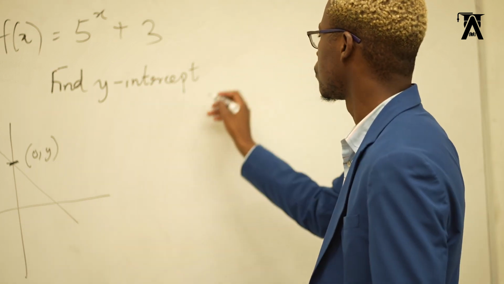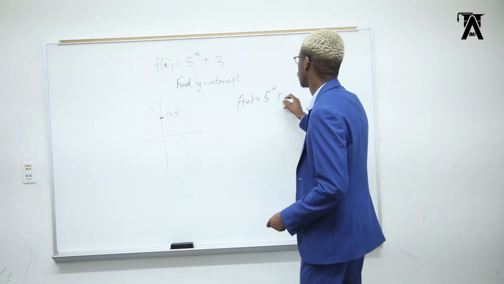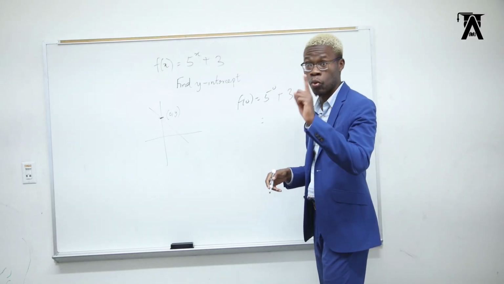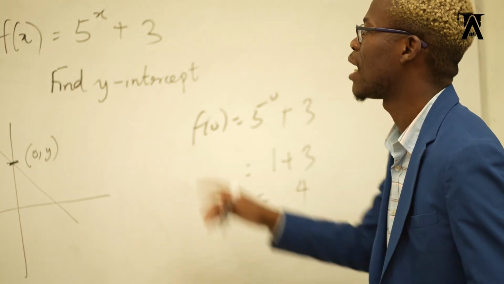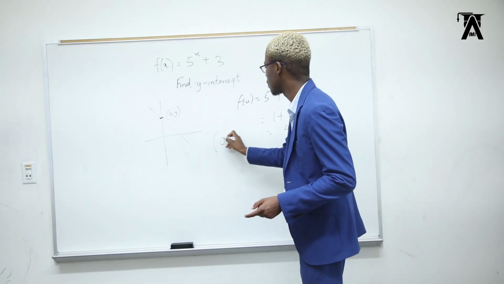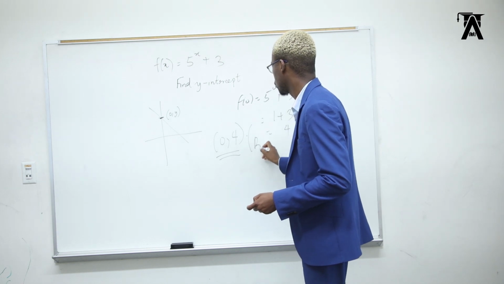All right, so f of 0 becomes 5 to the power of 0, plus 3. Anything to the power of 0 is what? 1. 1 plus 3, which is what? 4. So at the value of x equals 0, y is 4. So that means the y-intercept is (0, 4). And that's the answer to this equation. That is option B.